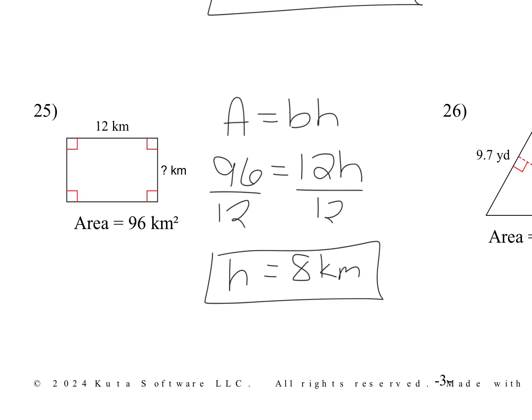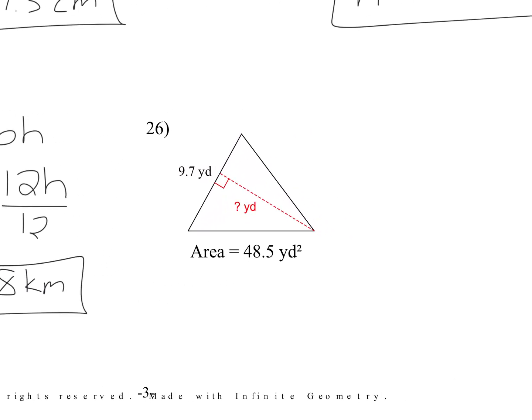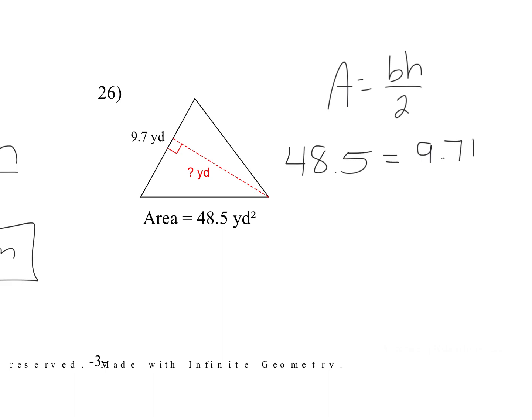When I get to 26, can I just use area equals base times height? No, why not? Because it's a triangle. What's the area formula for a triangle? You got it. Base times height divided by 2. Still same process. Plug in what you know. What do we know? 48.5 equals 9.7 times H, divided by 2. Do not forget that divide by 2.